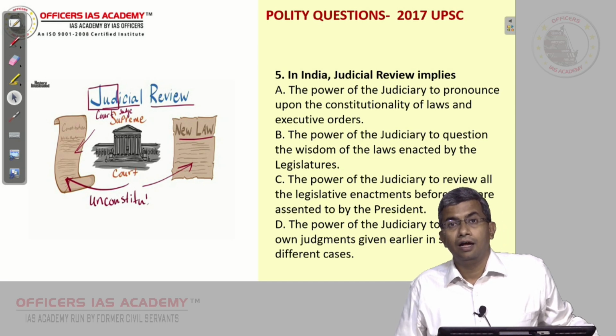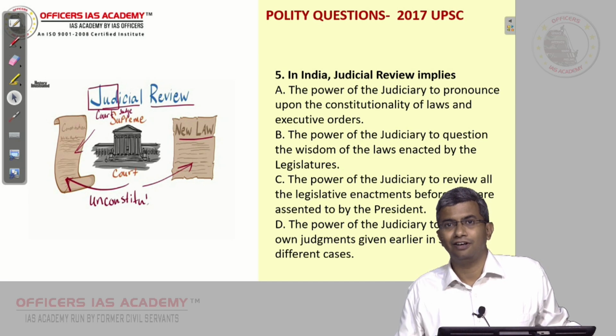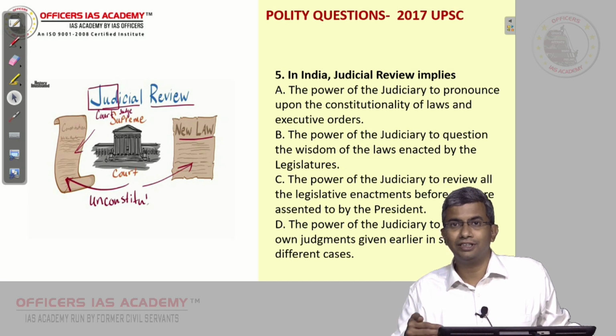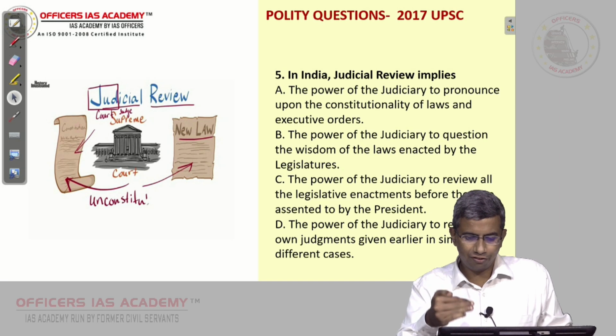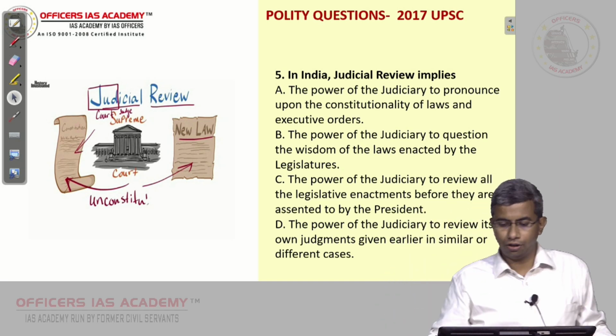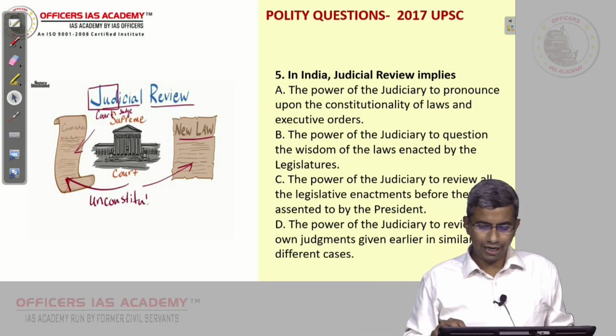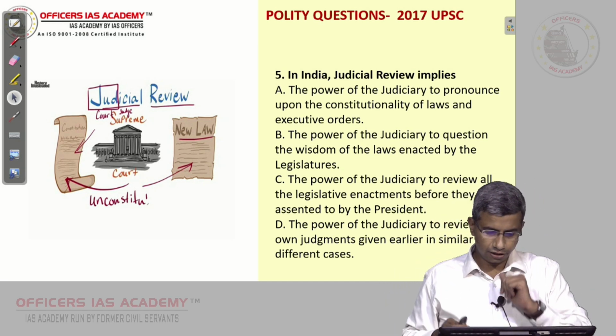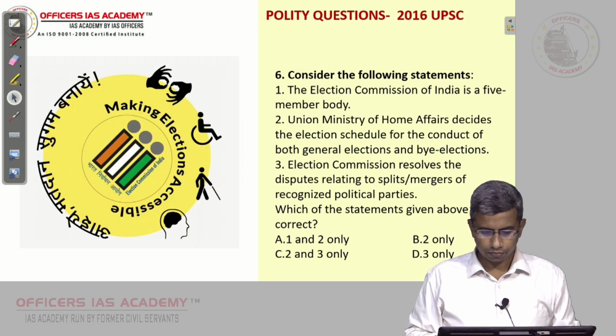But the question is not about what is the review jurisdiction of the judiciary, of the Supreme Court. The question is, what do you mean by judicial review? Judicial review is the power of the judiciary to pronounce upon, to decide upon the constitutionality of laws and executive orders. So the correct answer for this, guys, is A.